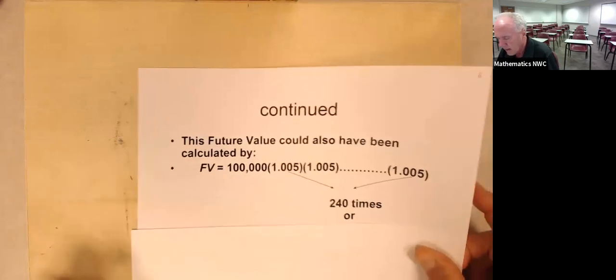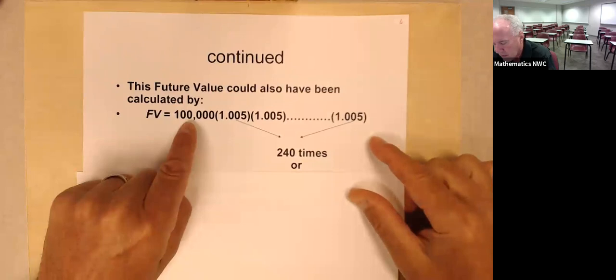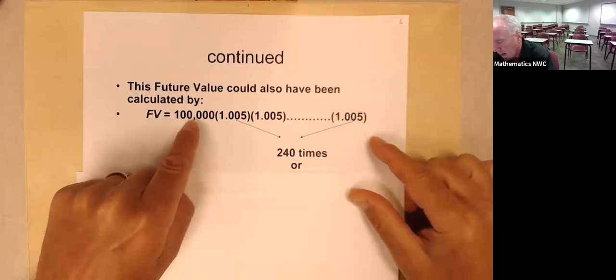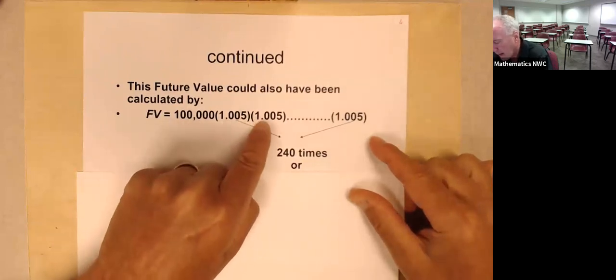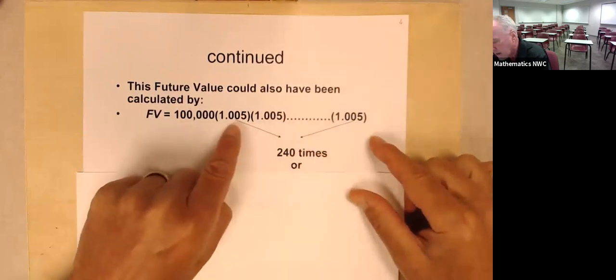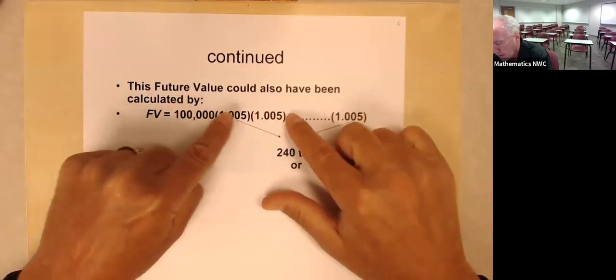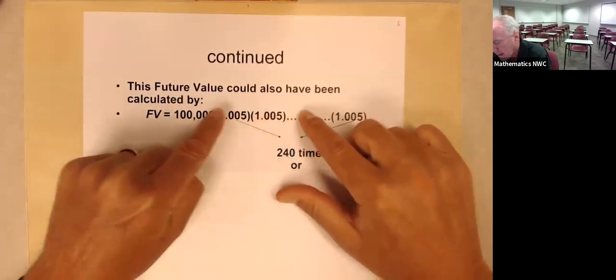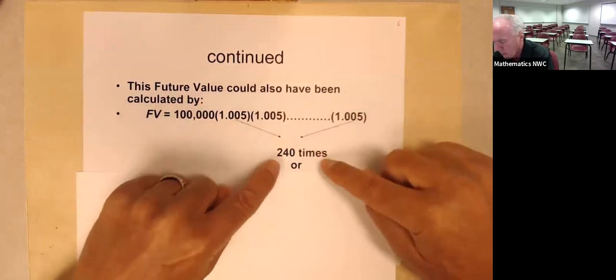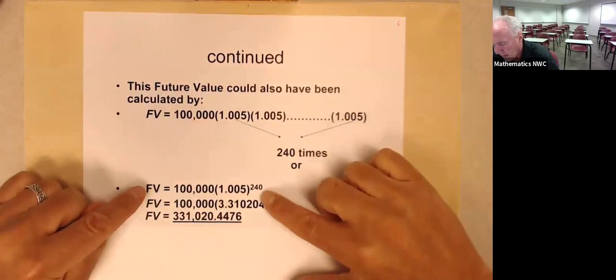The whole process could have been done like this. We could have taken the 100,000 that we started with. Every month, we multiplied it by 1.005. This was the first month. We took that product times this for the next month. We would take that product times the next month. We would do it 240 times. Here's how we make it much easier though.